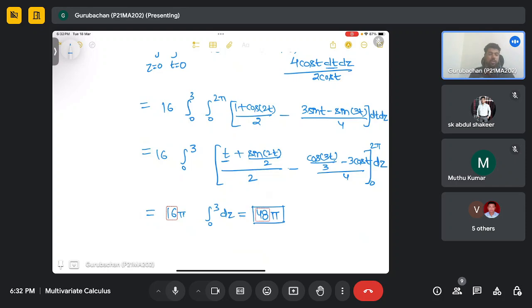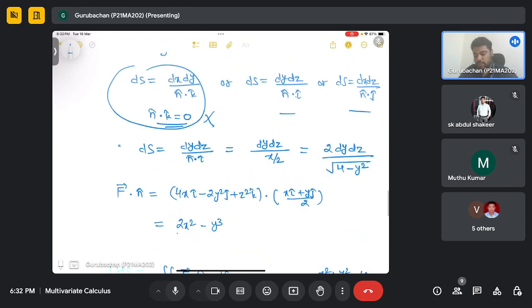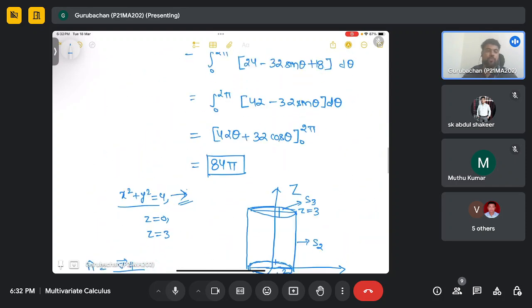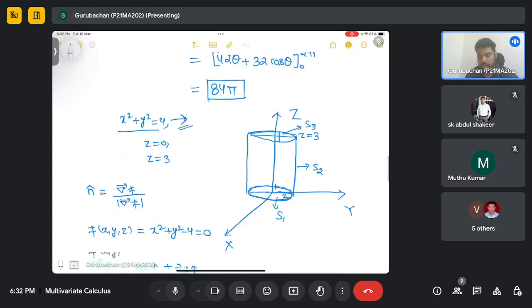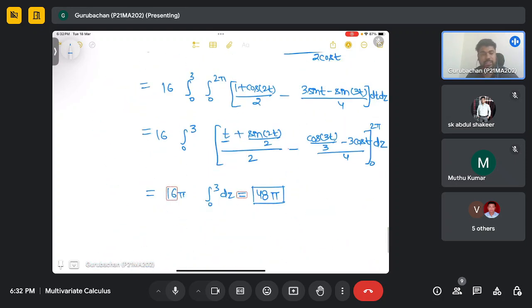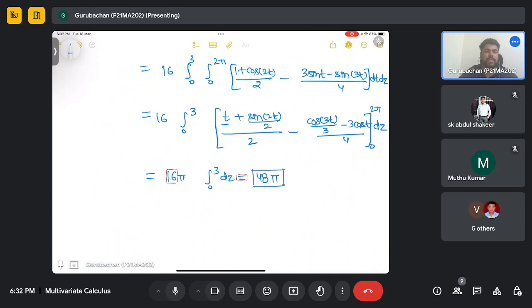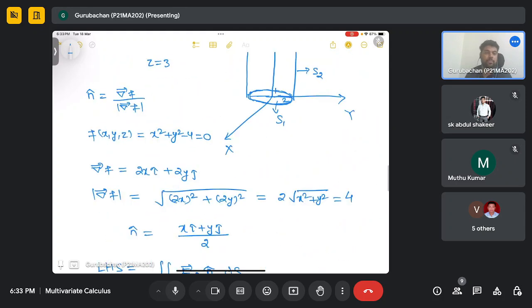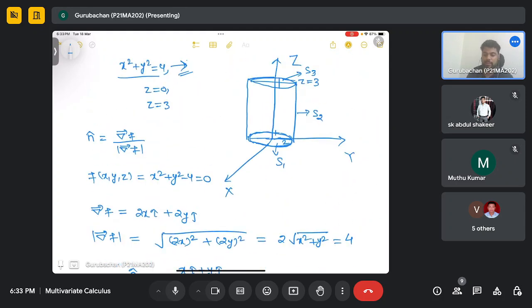Okay, so our RHS was 84 pi and our LHS is 48 pi. So obviously this is not equal to RHS. So what that means is we have missed something. Can anybody tell me what we have missed?